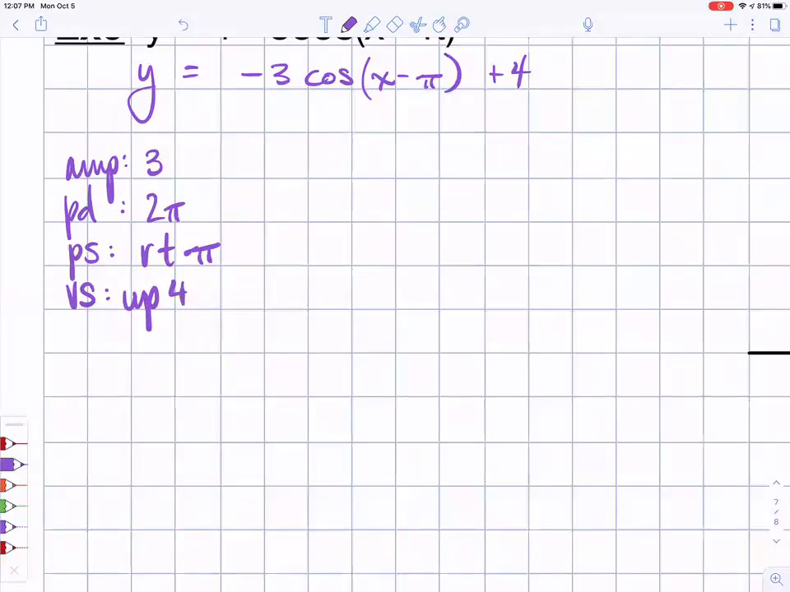Is there anything else that I need to know? Is there anything else that I could list? What are we missing? Yeah, it's a reflection. Why is it a reflect over the x-axis? Yeah, it's a -3. The amplitude only deals with the numeric parts, but that negative part does affect the graph. So you do have to be explicit about what that is.